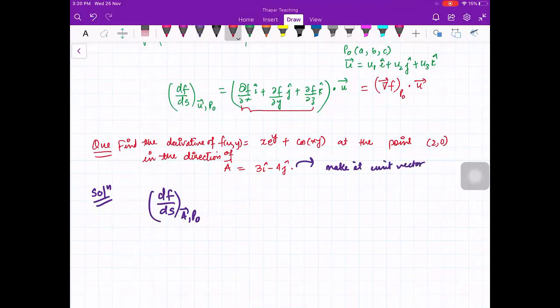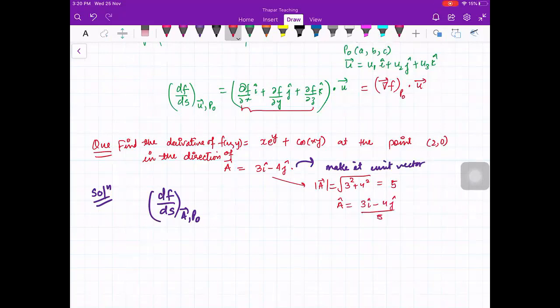So unit vector: how to convert a vector into a unit vector? Divide by the mod. Now, what is the mod of a here? That is the square root of 3 square plus 4 square, that is 5, right? So your unit vector in the direction of a vector is (3i minus 4j) divided by 5.